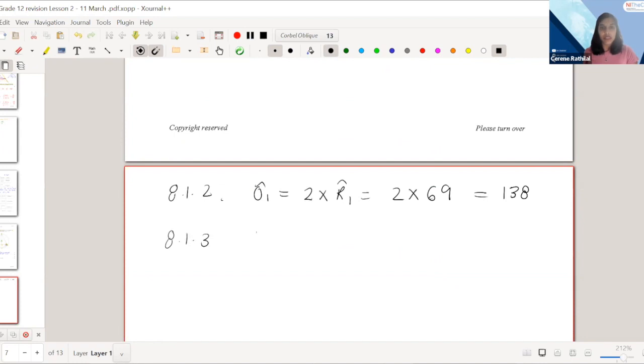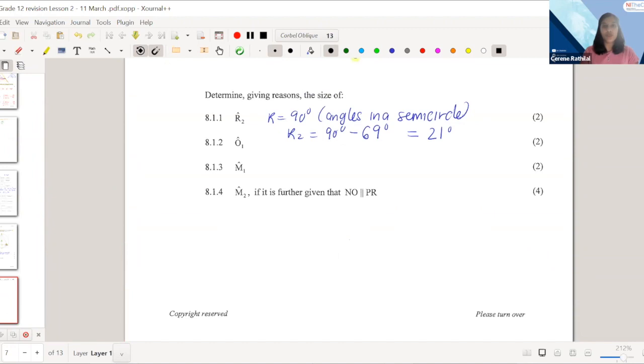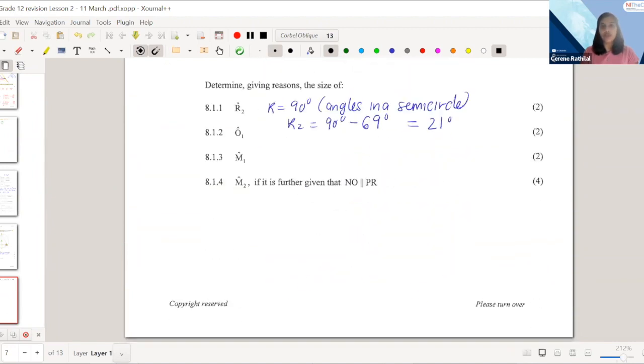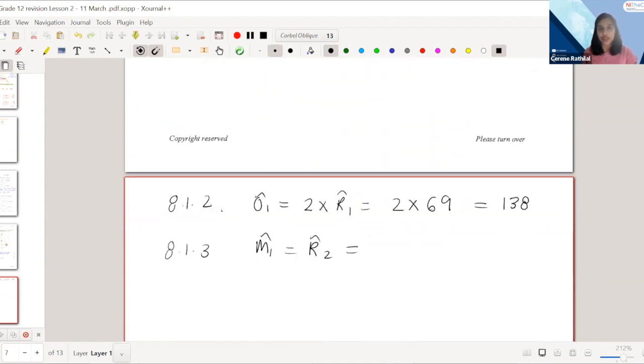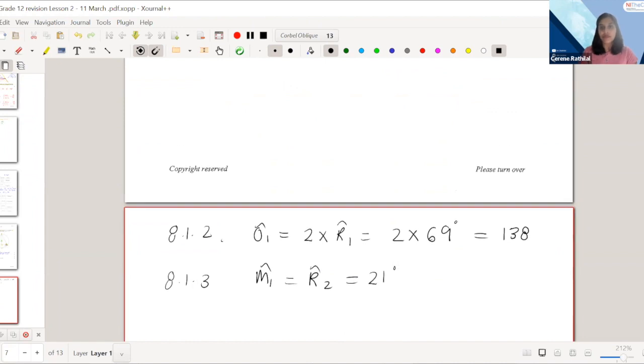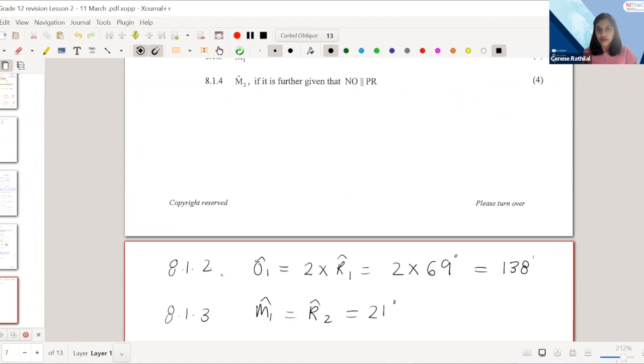So we see that M1 equals R2, which equals, what was R2? It was nothing but 21 degrees. And we would like to specify angles in the same segment.